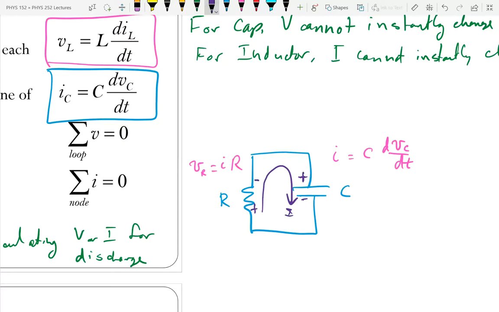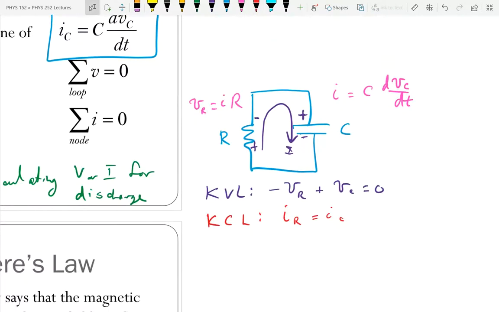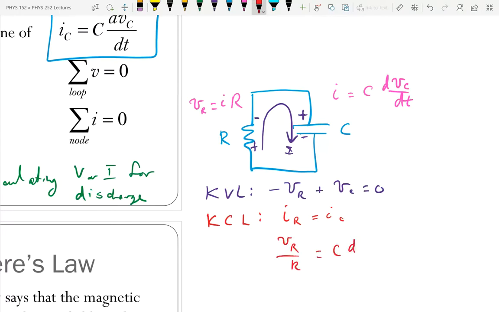And so that's why the sign convention works the same for both. So I can look at this and make two equations. Kirchhoff's voltage law would say that minus V_R plus V_C equals 0. Or I could use Kirchhoff's current law, which would say I_resistor equals I_capacitor. I didn't even label them, but using the two equations drawn, that's V_R over R is equal to C dV_C/dt.